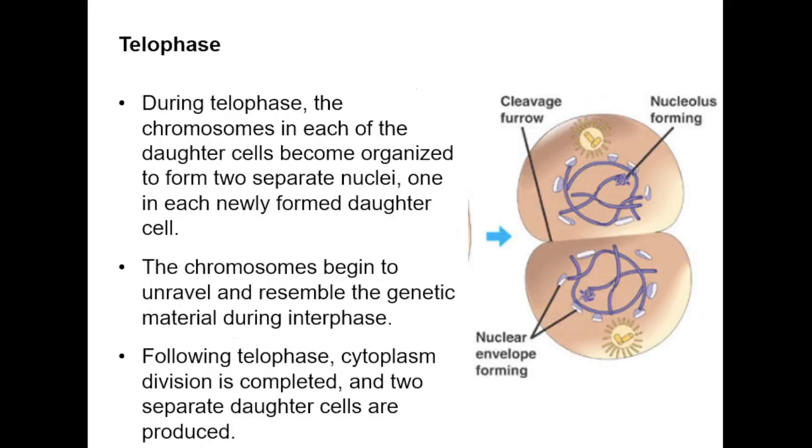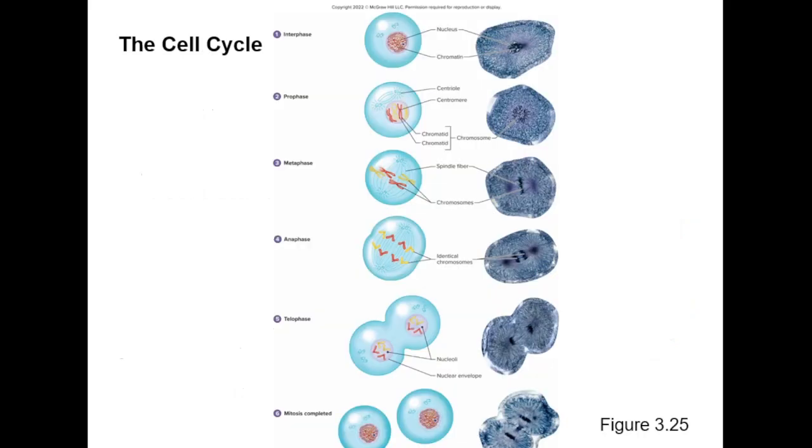And then in telophase, a few events also happen here. Number 1, the cytoplasm starts to divide, forming your cleavage furrow. Number 2, the nucleolus and the nuclear membrane start to reappear. And number 3, they now have 2 separate daughter cells.